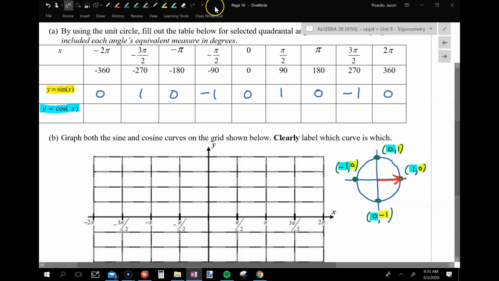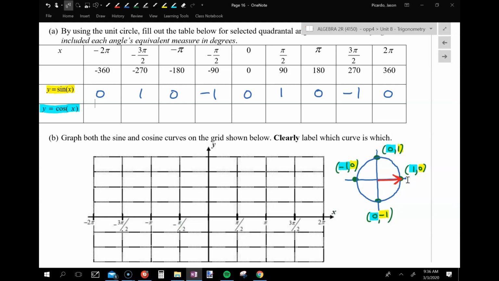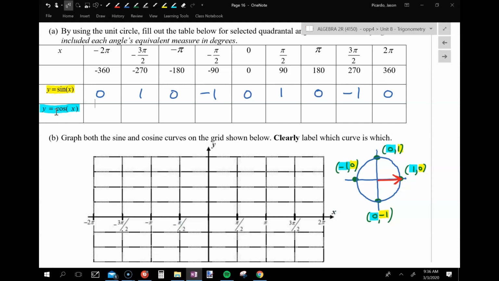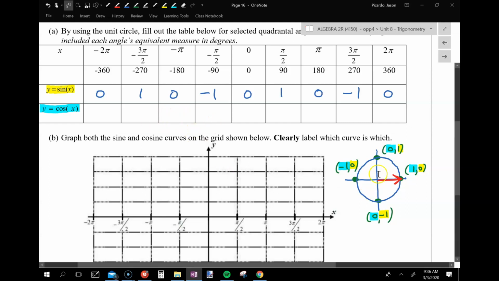All right. Jaden, if you were going to paraphrase what we just did, how would you paraphrase it? I started here and I chose the y values as I went around the circle, right? So if I want to do the same exercise now for cosine, I'm going to choose the x values as I go around the circle, right? So I'm either going to go this direction and choose x values, or I'm going to go this direction and choose x values. But I'm always going to start at 0, right?